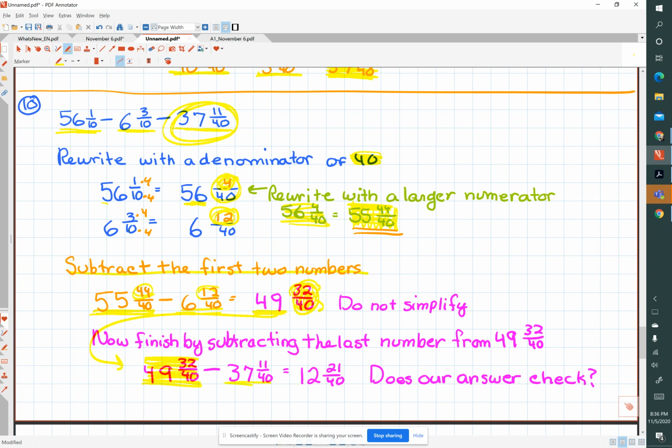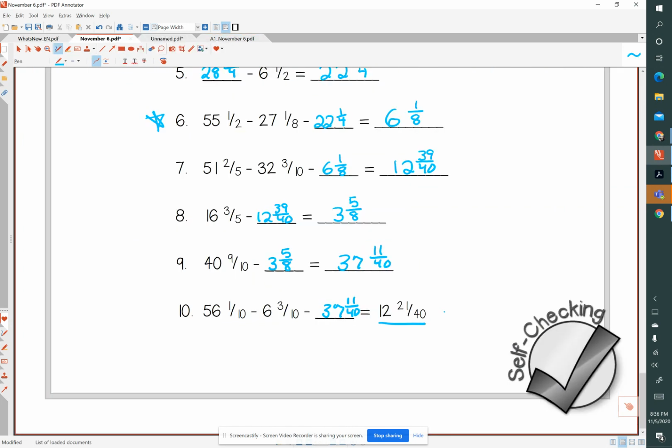49 minus 37 is 12. 32 minus 11 is 21. So 12 and 21/40. Does our answer check? Apparently it does. So good job today.